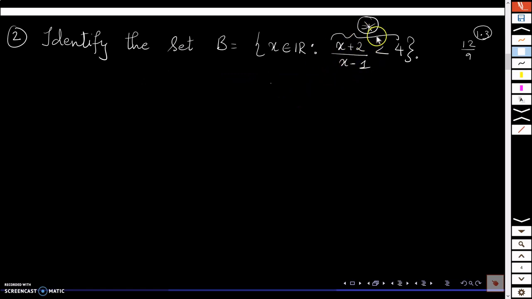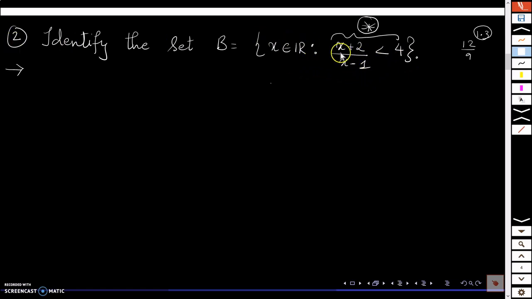So we have to look at the defining property here that says (x+2)/(x-1) must be less than 4. You must be tempted here to multiply both sides by the x-1 term so that the denominator gets cancelled. But you have to be careful while doing that, because we don't know whether this x-1 is positive or negative. If it is positive, I can multiply, no problem. But when it is negative, the inequality will be reversed.